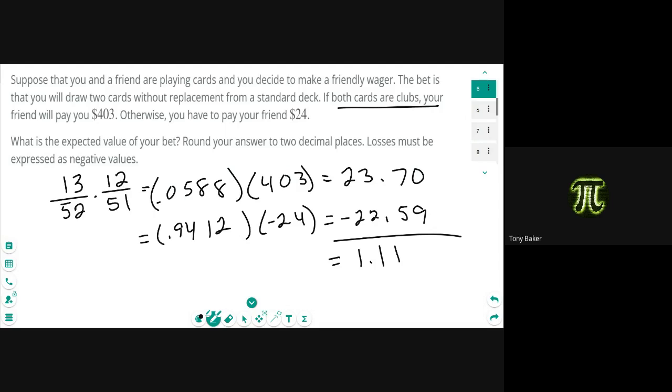All right, so our expected value is $1.11. That means it's a good bet for you and a bad bet for your friend, if you play enough.